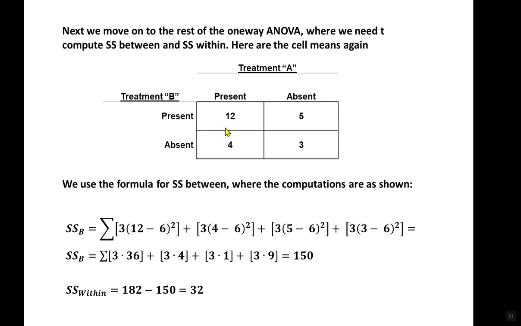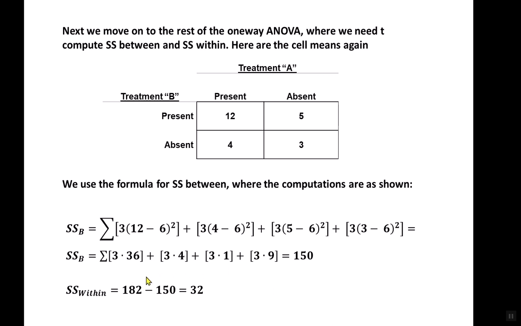This represents the computation for the first cell, and then we move on to the second cell. The mean of the second cell is 4, so we put that here. The mean of the third cell is 5. We put that here. The mean of the fourth cell is 3, and we put that here. So now, when we compute all of these, after subtracting the grand mean from each, squaring it, and then multiplying that number by its sample size, doing it for each one of these, then adding them together, we get 150. And so that's the sum of squares between.